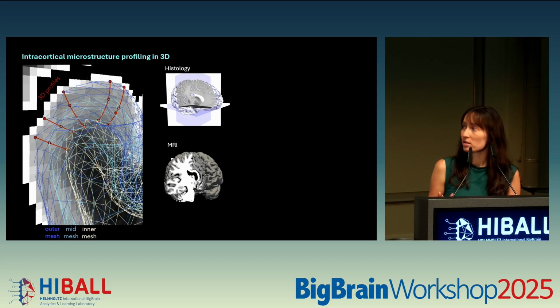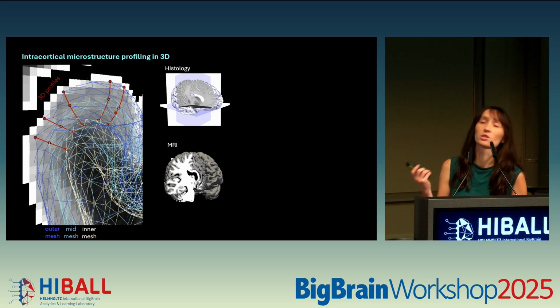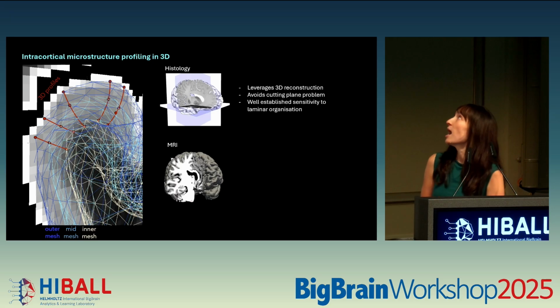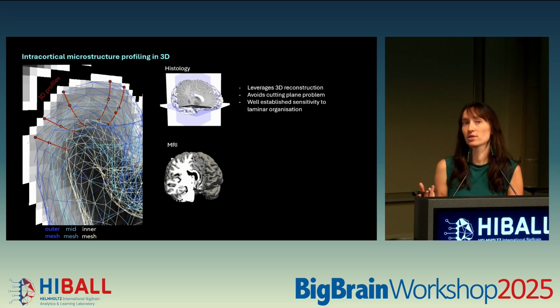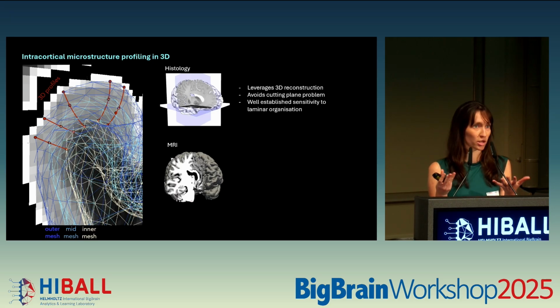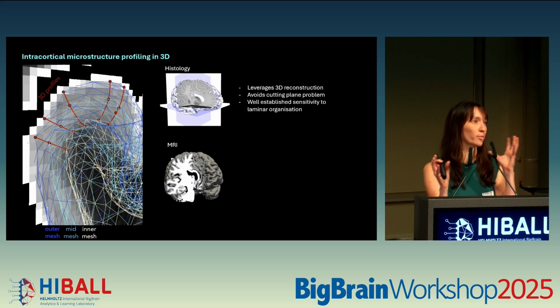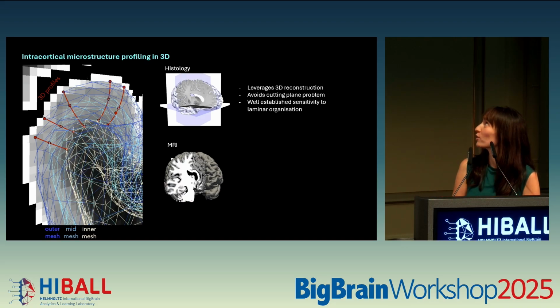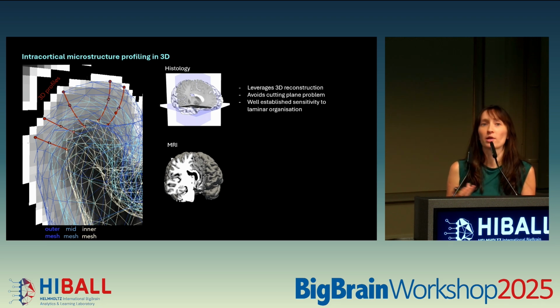So we and others have recently translated this into the 3D realm, and this has been really helpful for both histology and MRI. For histology, we use 3D reconstructions, like BigBrain, but also the AHEAD data set. This is really helpful because we can avoid the cutting plane issues, so you can see laminar profiles no matter where you rotate the brain and which cutting angle you've chosen. And honestly, this is a very well-established approach. We're not the only ones doing this.